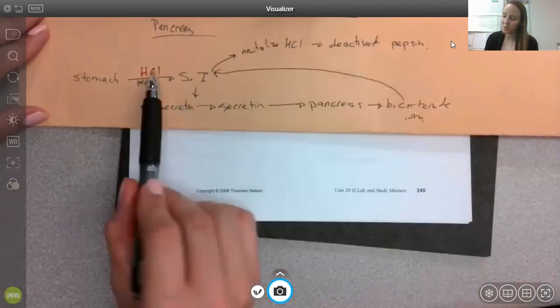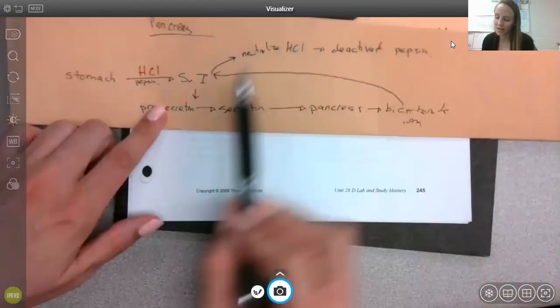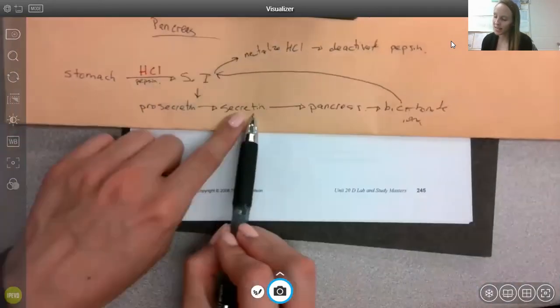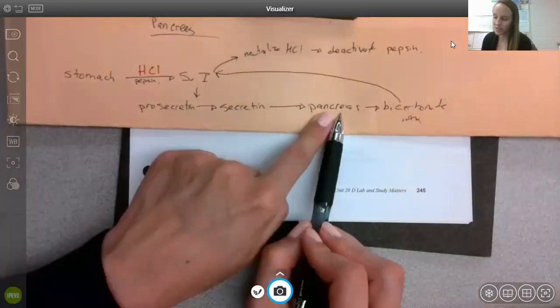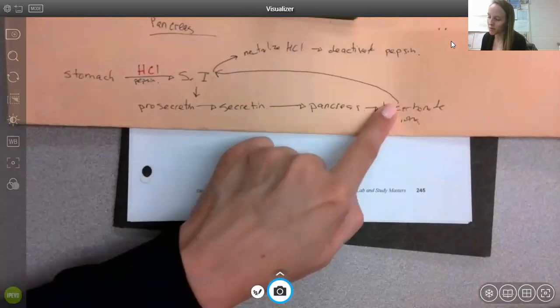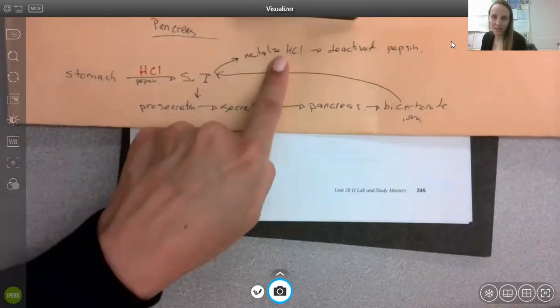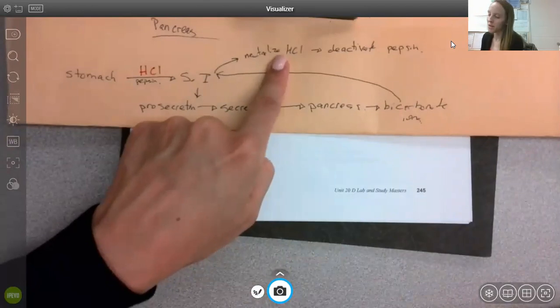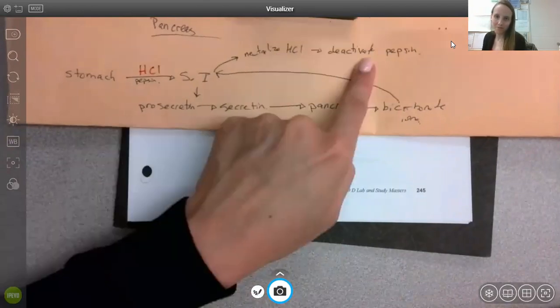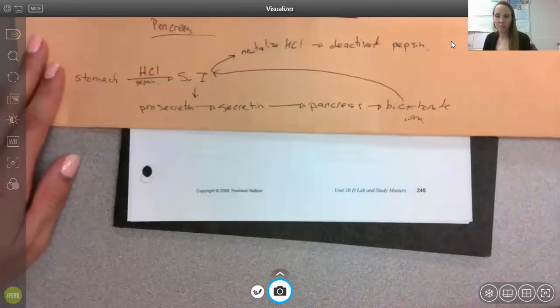So the hydrochloric acid, when it gets into the small intestine, is going to cause the conversion of prosecretin into secretin. The secretin then goes to the pancreas and causes it to release the bicarbonate ions. The bicarbonate ions then travel back to the small intestine where they neutralize the hydrochloric acid. And once the hydrochloric acid is neutralized, that means that the pH has come up, which is going to deactivate the pepsin. So that is one of the big jobs of the pancreas. It's to protect the small intestine from the hydrochloric acid and the pepsin of the stomach.